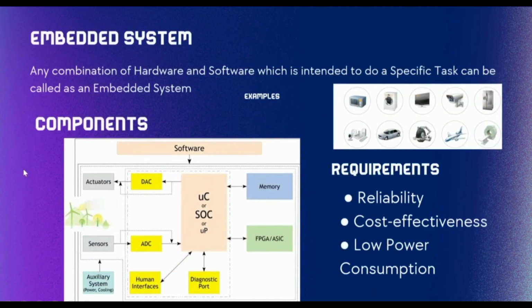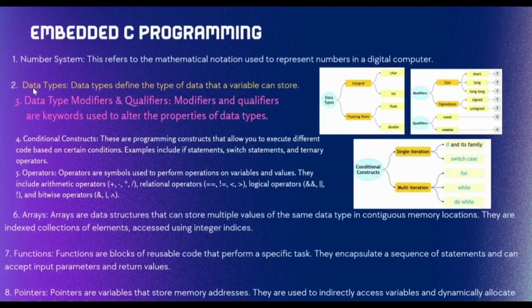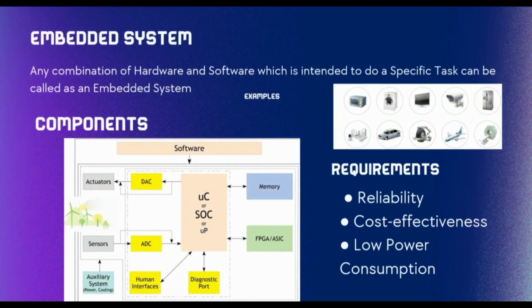Now, let's proceed with embedded system. An embedded system is a combination of hardware and software which is intended to do some specific task. Now let's look at a few examples of embedded systems. As you can see in this image, we have microwave oven, washing machine, TV, cameras, robotics, medical appliances, etc. Similarly, the washing machine does the work of washing, so each of them is dedicated to a specific task. Then we call this an embedded system.